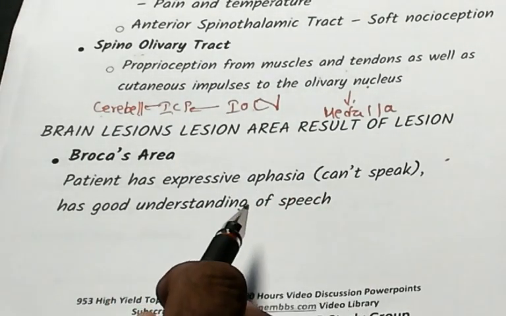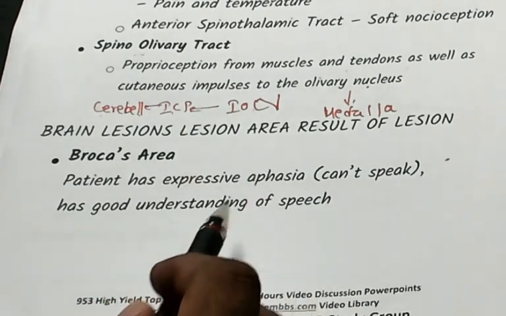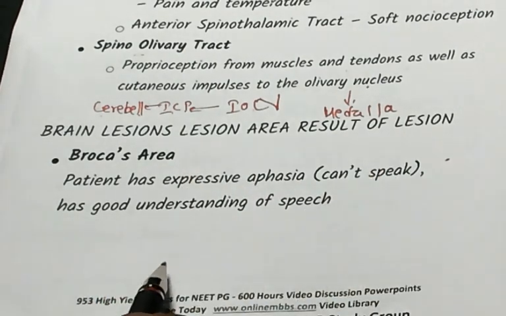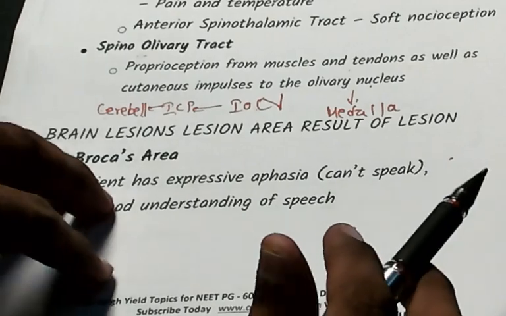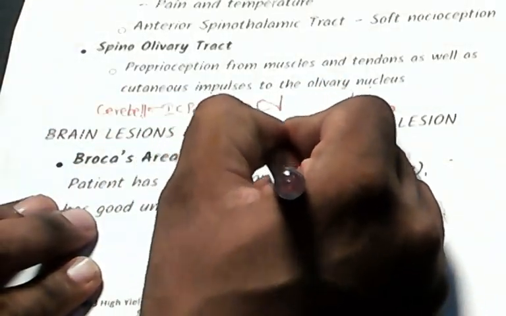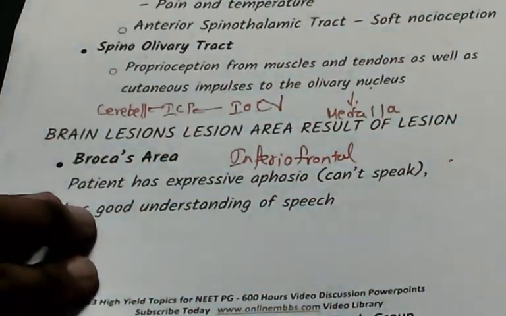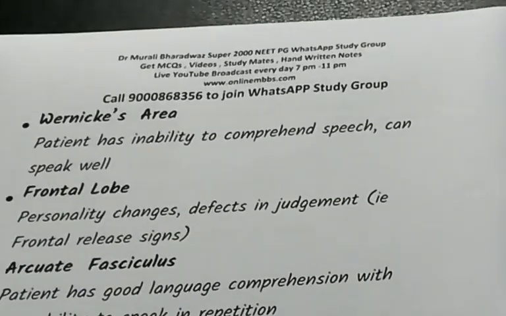Now, what are the various brain lesions? What is the effect of it? Broca's area, expressive aphasia, cannot speak, but has a good understanding of the speech. Inferior frontal is the area where you have Broca's, is what you should remember.